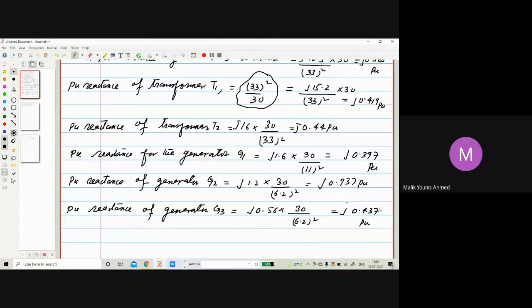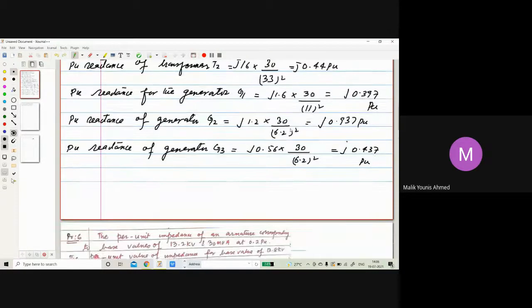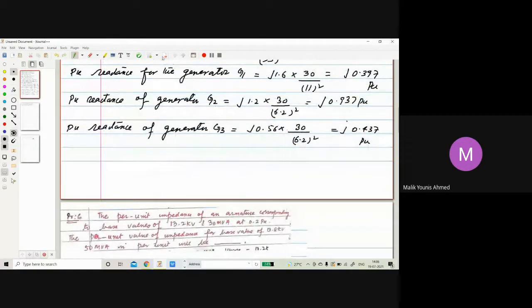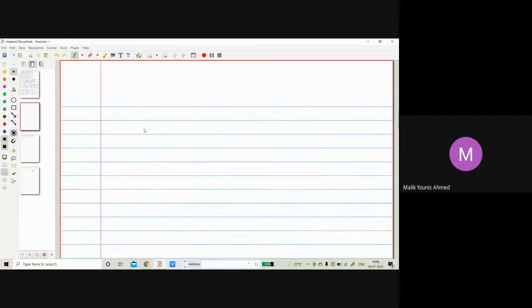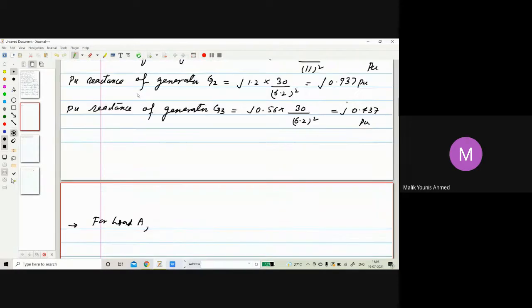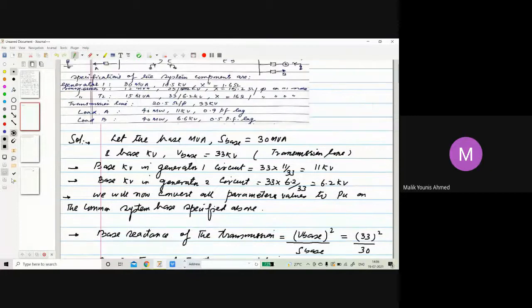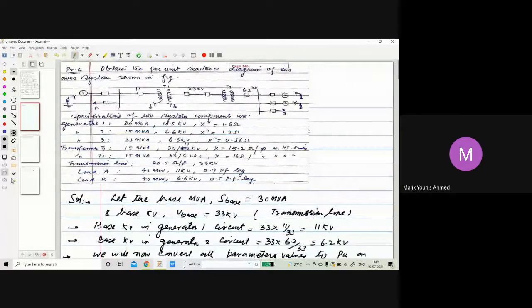So new will be the loads. You should remember how to calculate for the loads. I'll just add a page. Load is new for you, so you should know how to calculate for load A. Have a look here. Load A is here, and this is load B.